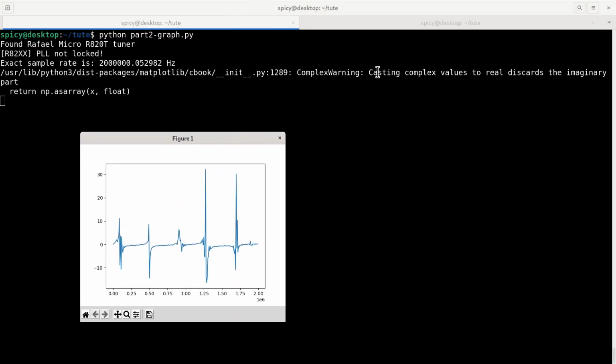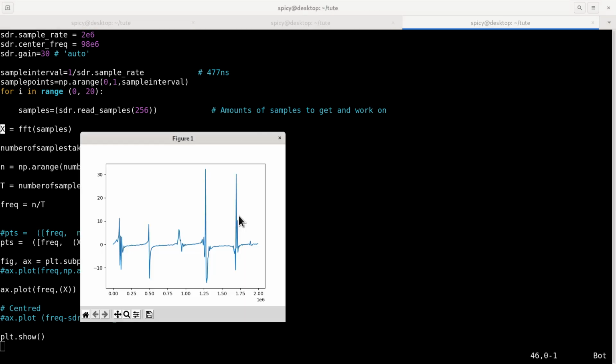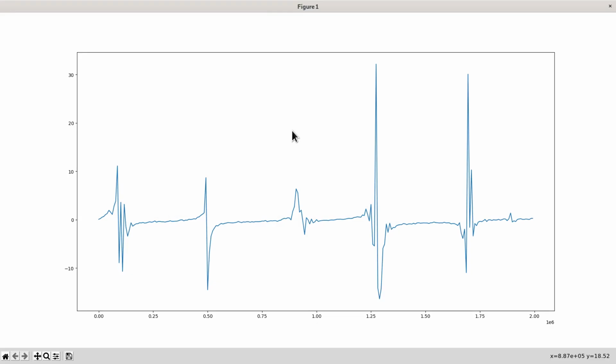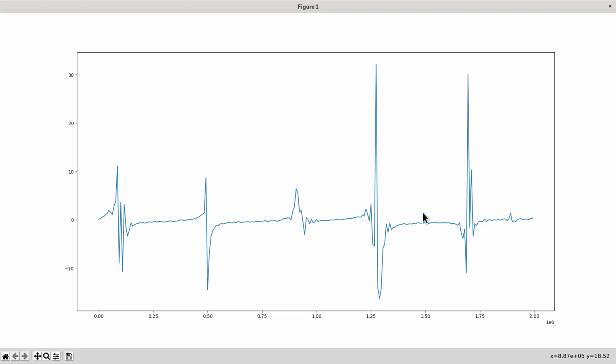So you see in the background here, it says casting complex values to real discards the imaginary part. The way I'm graphing this, I'm using the FFT calculated complex value, but I'm just using it for the Y part on the graph, the Y axis. So it doesn't make sense to put a complex number on here. What it warned me about was that it's just going to discard the imaginary part, so I'm only using the real ones. So this isn't accurate at the moment.